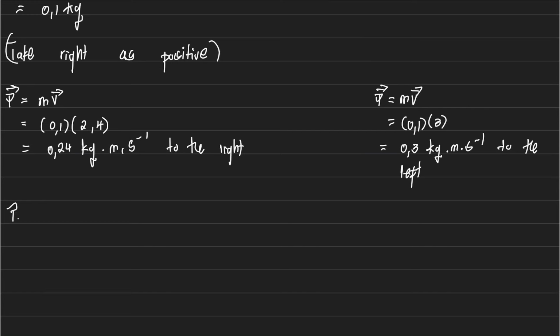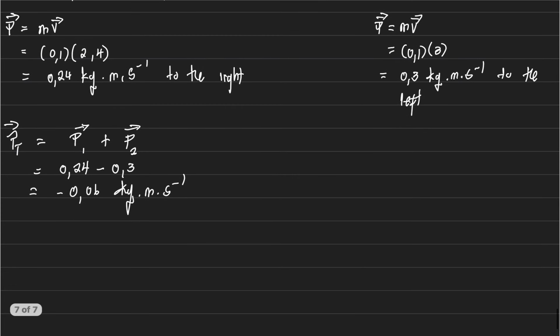So we go ahead and say total momentum is equal to momentum number 1 plus momentum number 2. So momentum number 1, we take it as positive, so it's going to be 0.24. And then momentum number 2, because it's going to the left and we said we're taking right as positive, is going to be negative. So we're going to have minus 0.3, which is equal to negative 0.06 kilograms meters per second.